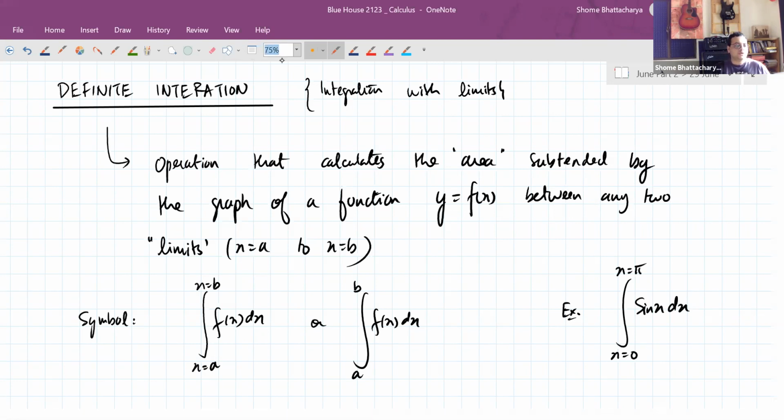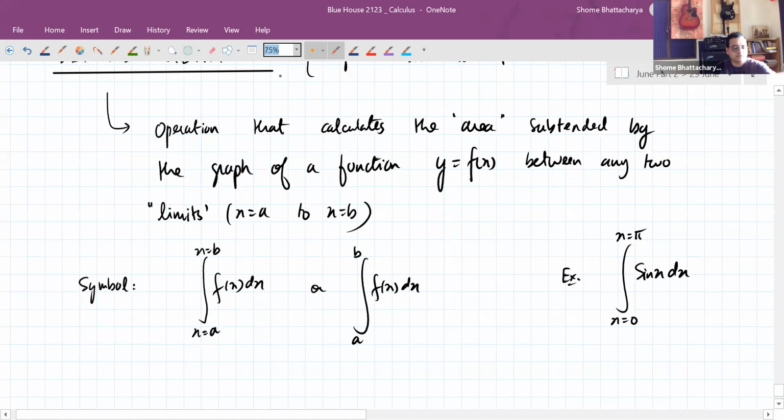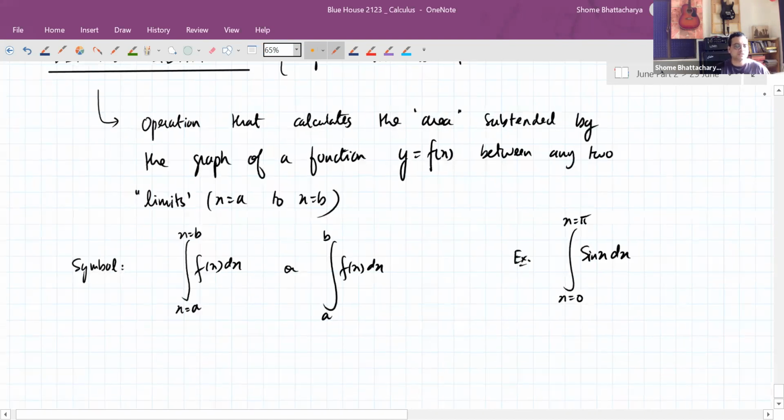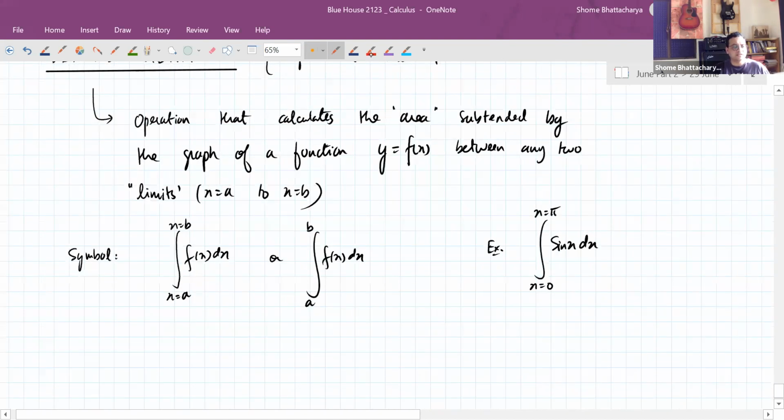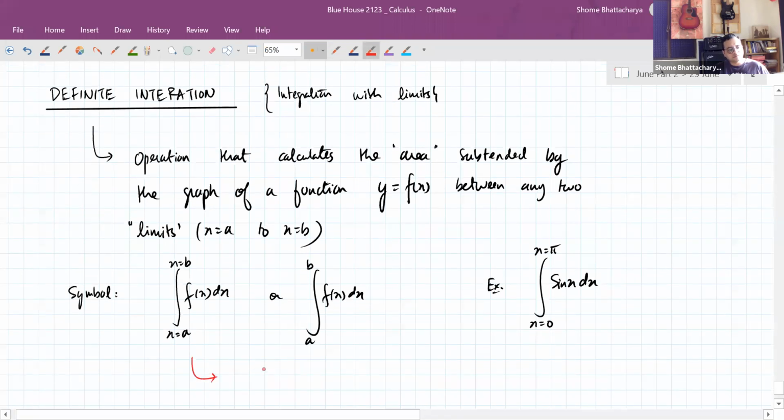So now how this symbol is read, or how it is interpreted, is that it is the definite integration, or this for that matter.